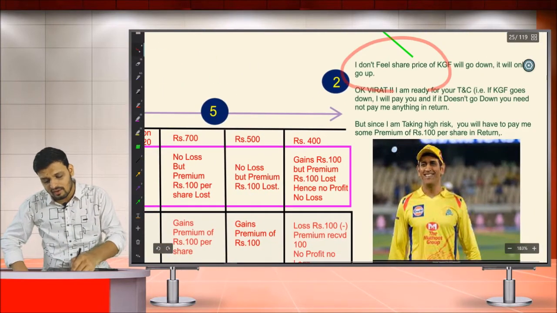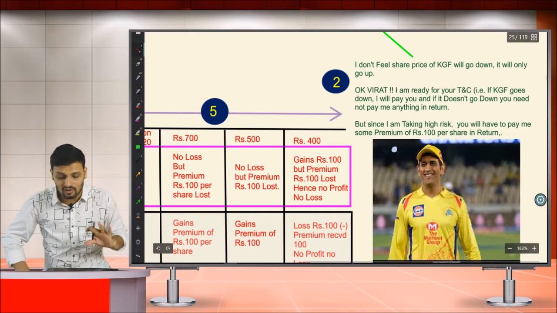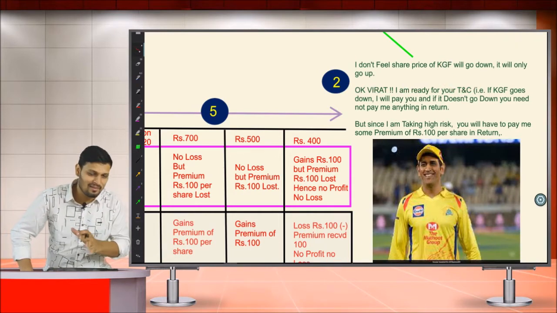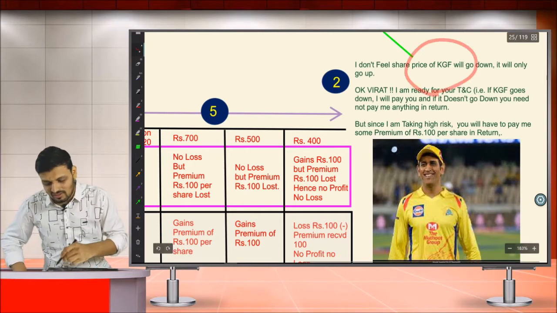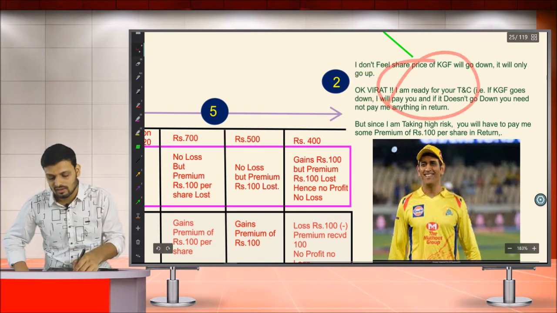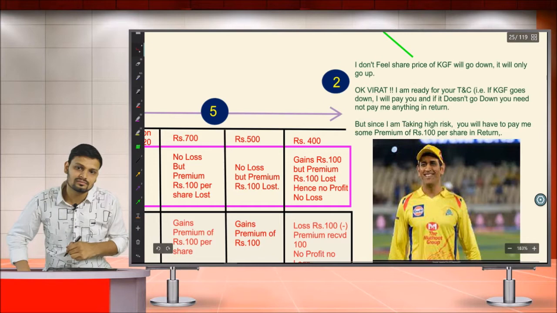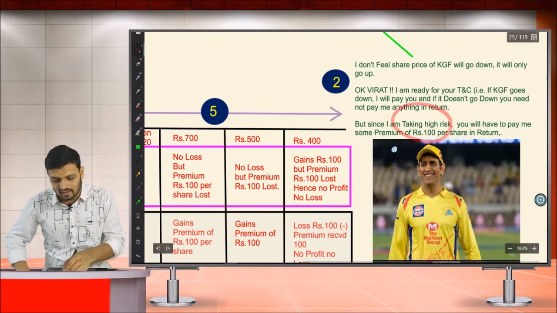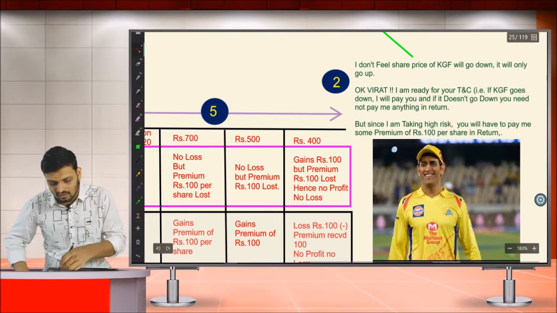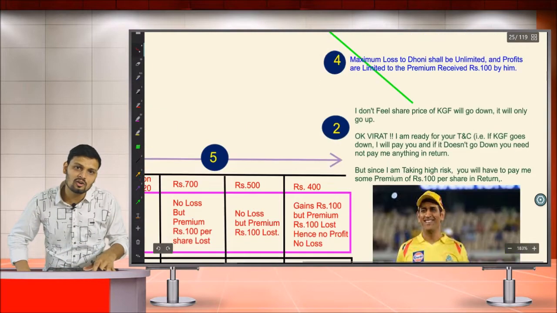I don't feel the share price of KGF will go down. So Dhoni is still thinking that, okay, I still believe Vijay Mallya will come back to India. Hence, the share price of KGF will not go down, it will only go up. Okay, Virat, I am ready for your terms and conditions. If KGF goes down, I will pay you, and if it doesn't go down, you need not pay me anything in return. But since I am taking high risk, you have to pay me some premium of 100 rupees per share in return.